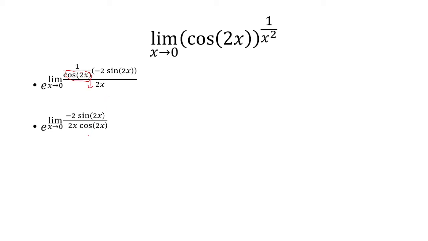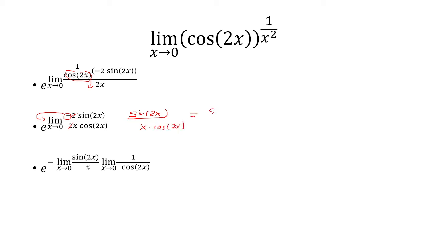And now I can simplify. So first, the 2's are going to cancel. I brought the negative in front of the limit. And now I split this up into two separate limits. So really what I have right now is sine 2x over x times cosine 2x, which I can rewrite as just sine 2x over x times 1 over cosine 2x. And then I just put a limit in front of each one of these, just using the product rule for limits. So I work it out like this.